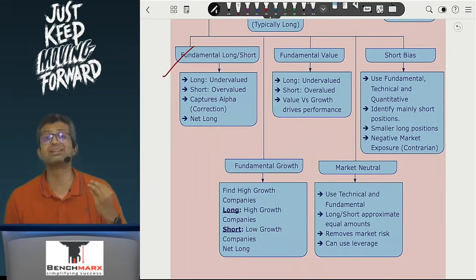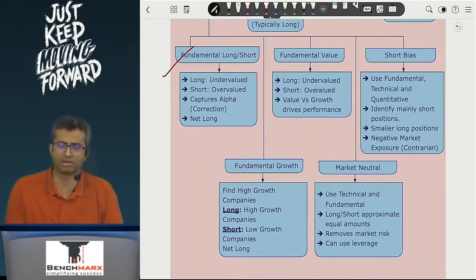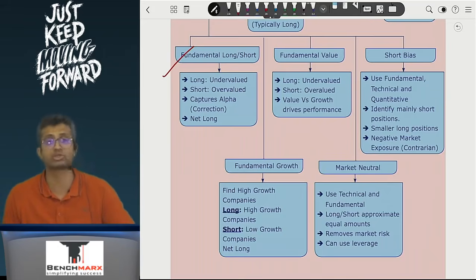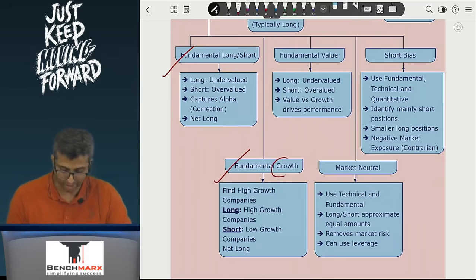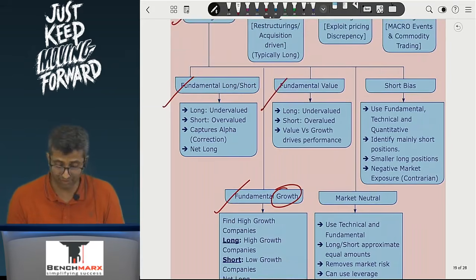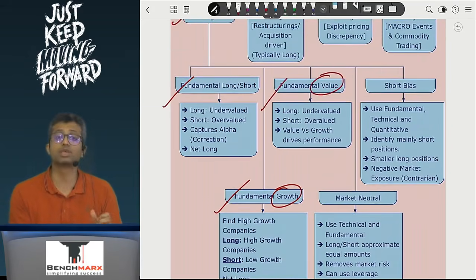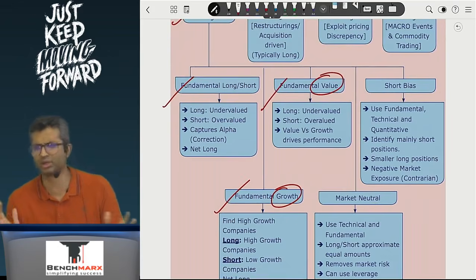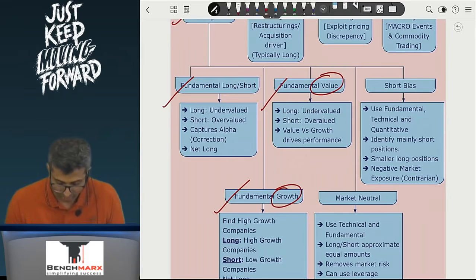Then there is a fundamental growth and a fundamental value strategy. If it is a growth strategy, you will buy shares which are high growing. Even if they are expensive, that's fine. You will buy high growing shares, and if they are slow growth or low growing, you will sell them. So it's a growth strategy where you will go long the high growth companies, short the low growth companies. Whereas if it is fundamental value, which means certain securities are undervalued, irrespective of their growth, you will buy. If they're overvalued, again irrespective of their growth, you will sell. So you will go long the undervalued, and go short the overvalued items.